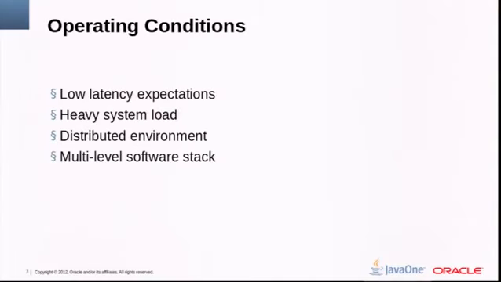So let's see what conditions we operate in, because these shape our monitoring requirements. First of all, we have expectations of low latency. Clearly, all of you want your calls to go through fast. You're not happy if someone dials a number and it takes forever to connect. You want tweets to be published immediately. You want calls to be immediately connected. But it actually goes beyond that.